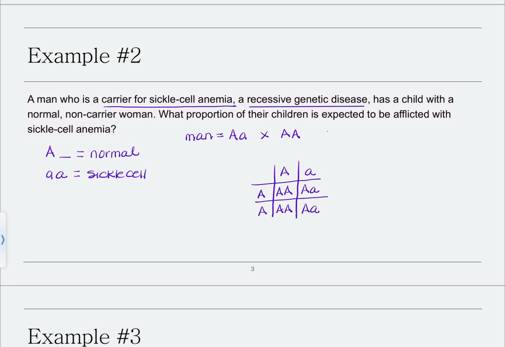So what portion of the children are expected to be afflicted with sickle cell anemia? Well, it's a recessive genetic disease. They would have to have 2 recessive alleles. So in this case, 0% of the children would be expected to have sickle cell anemia.